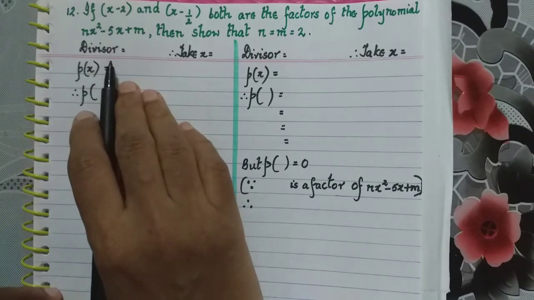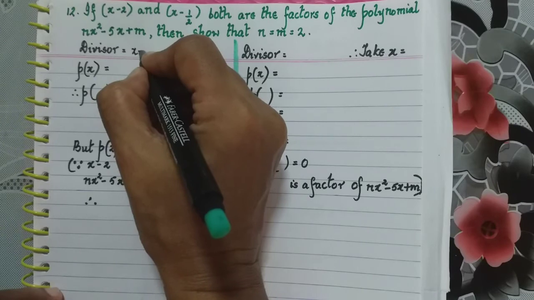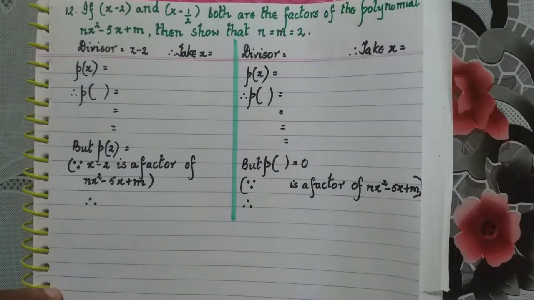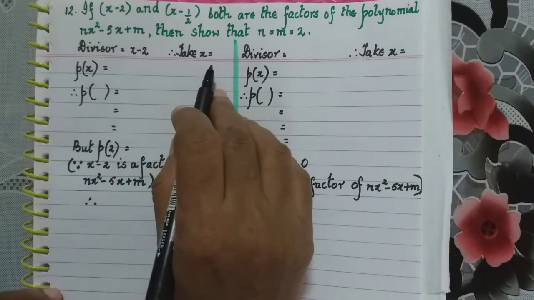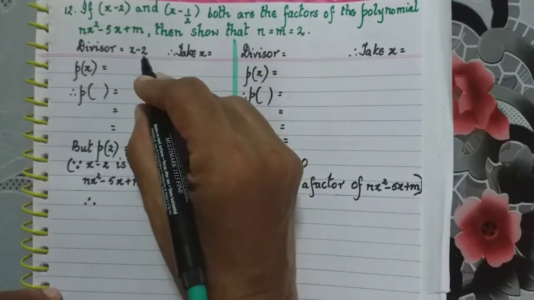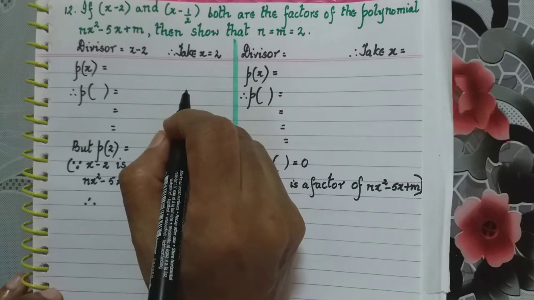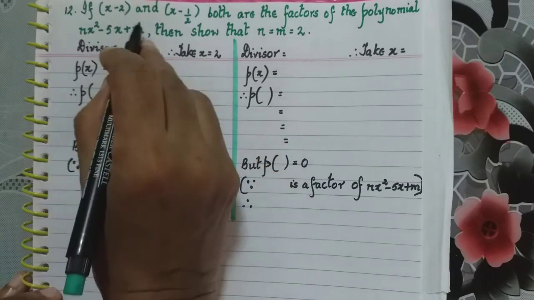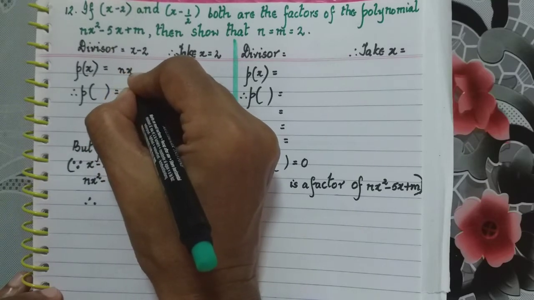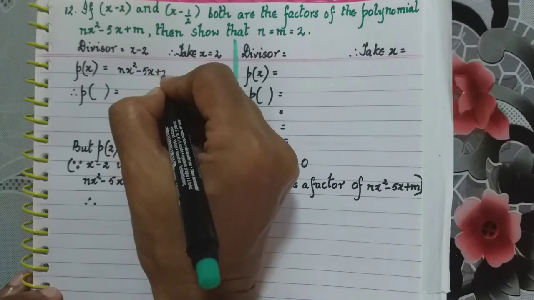Okay. So now the divisor first one is x minus 2. So we write it down. Divisor is x minus 2. If divisor is x minus 2, we take x is equal to opposite sign of minus is plus and 2. So plus 2 or just 2. So take x equal to 2. What is p of x or the polynomial? It is nx square minus 5x plus m.